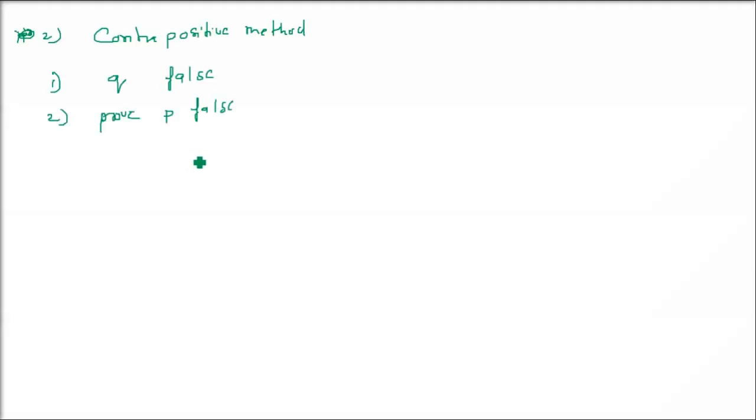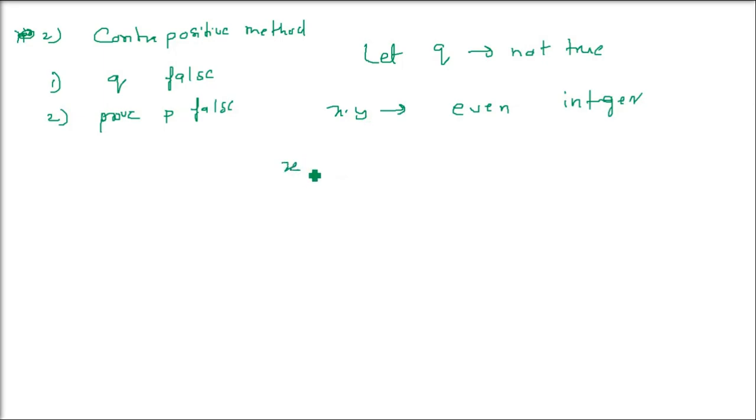So in contrapositive, same example. We just assume that Q is not true. I said Q is false, so Q is not true. Q was what? Q was: xy is an odd integer. So not Q, that is, we are assuming it to be false. So x dot y has to be an even integer. That is, either x is even, or y is even, or both x and y are even.